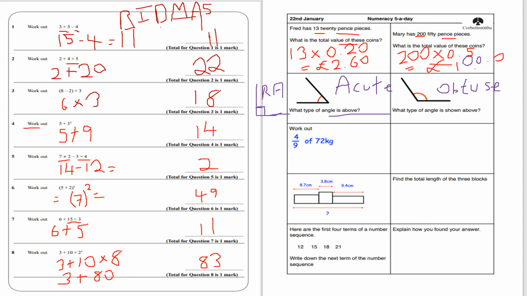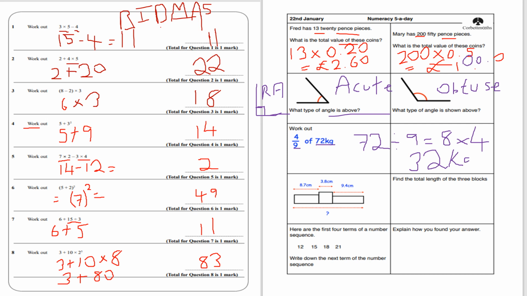Next question, work out 4/9 of 72 kilograms. So it's a fraction of an amount. I divide by the bottom and then times by the top. 72 divided by 9. So divide by the denominator, which is 8, and then times my answer by the numerator. So 8 lots of 4 is equal to 32. So your answer is 32 kg or 32 kilos.